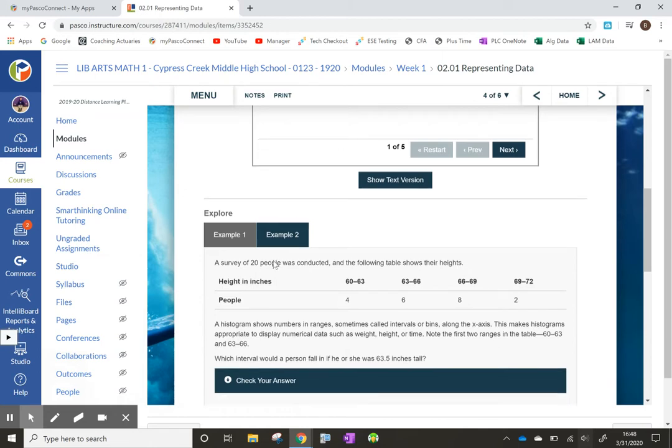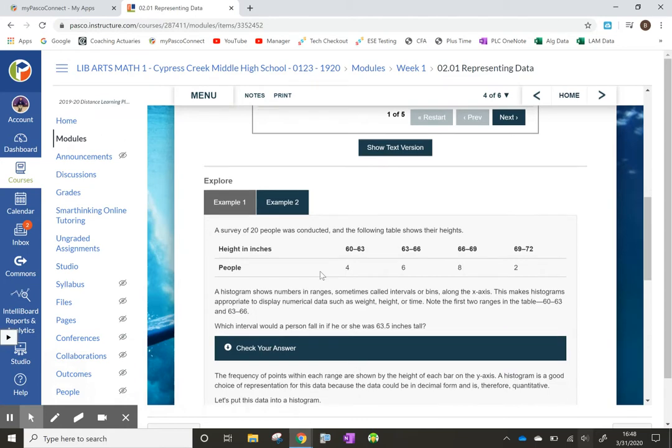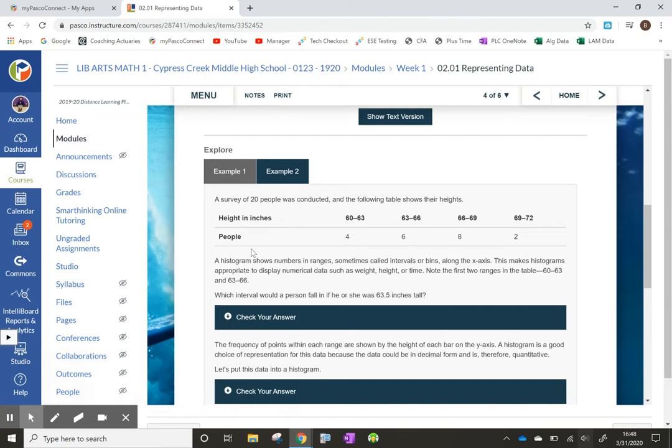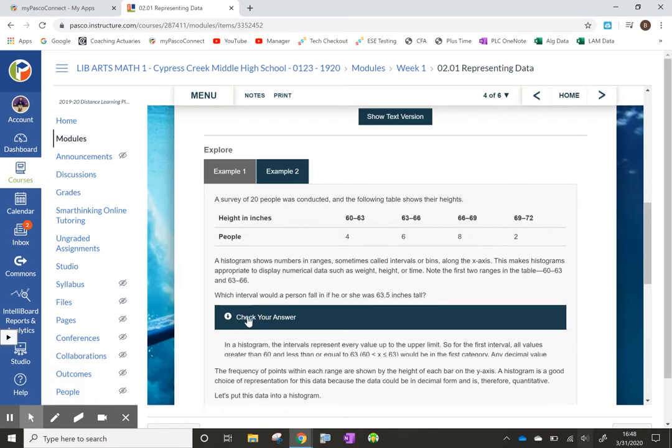But yeah, example 1. A survey of 20 people is conducted, and the following table shows their heights. So we have 4 people between 60 and 63 inches tall, 6 people that are 63 to 66 inches tall, 8 people that are 66 to 69, and then 2 people that are 69 to 72 inches tall. Right now, we're going to use a histogram here because this is a range of values. It's numerical values. It's not categories. So we're using a histogram rather than a bar graph.